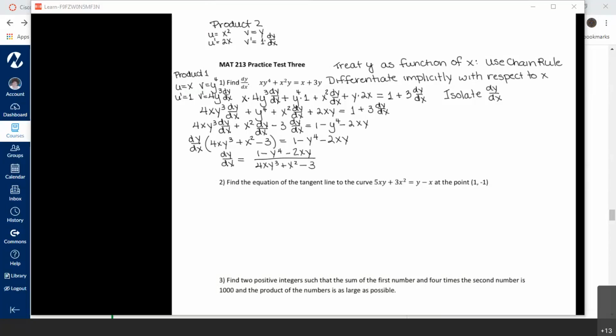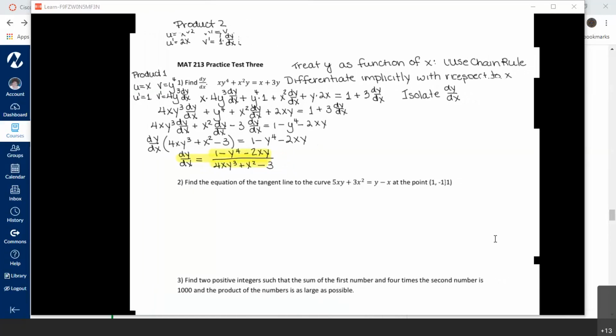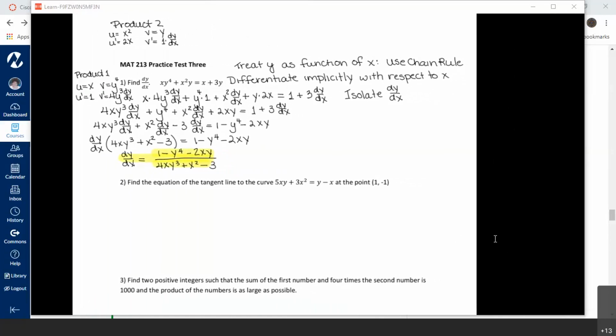Okay? And that was what you were asked to do. You were asked to find dy dx. Okay, everybody all right with that? Okay, with implicit differentiation? Anybody have questions about it? Okay, good. Right.